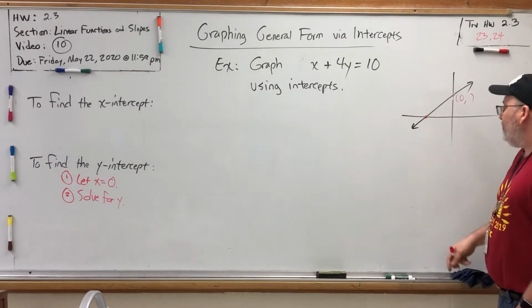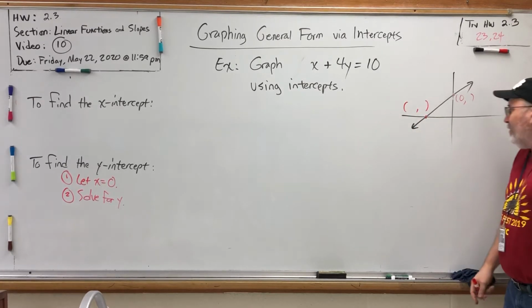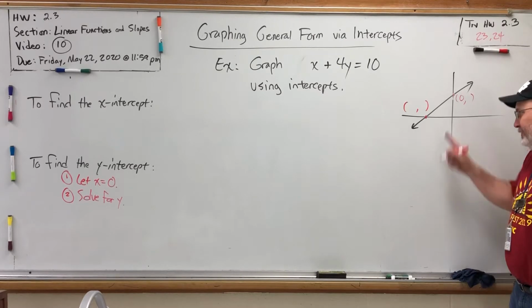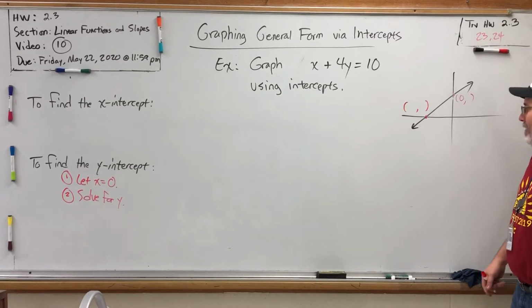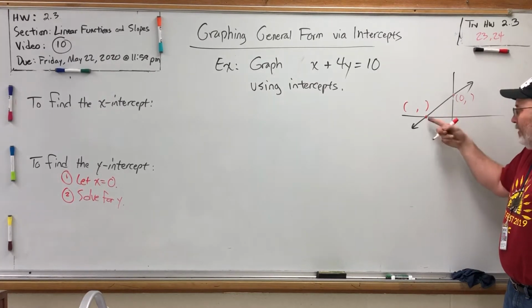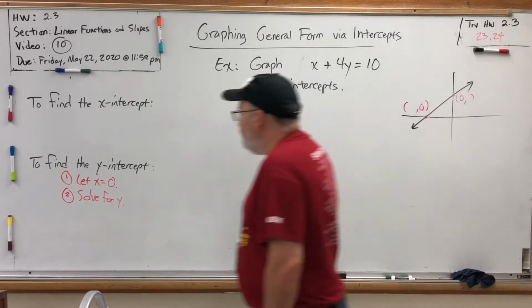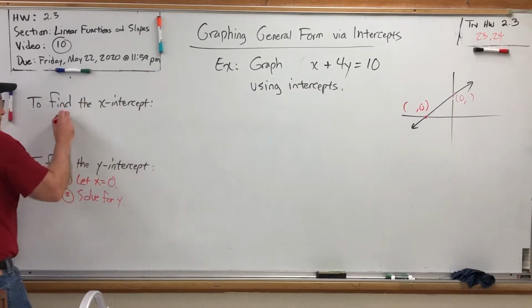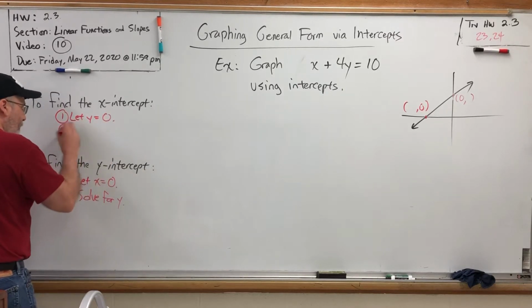Because if you're an x-intercept, then I know something about your ordered pair. I may not know something about the x. In this particular picture, the x is negative, but that's all I can say. However, because this is on the x-axis, it did not move up or down, which means its y-coordinate must be 0. So in general, to find the x-intercept, you let y equal 0 and solve for x.